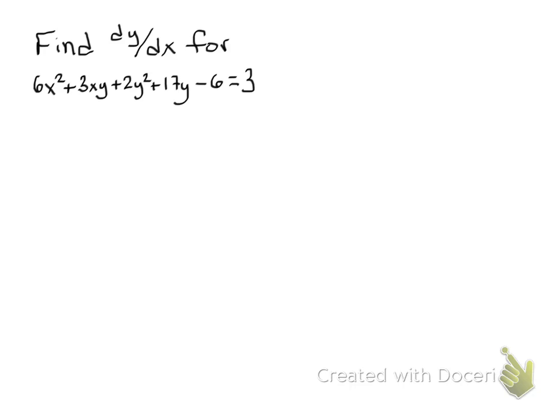So first, 6x squared, we're going to take that derivative. That's just power rule, constant multiple rule as well. The 6 stays there and multiplies the derivative of x squared, which is 2x, and 6 times 2 gives us 12x. That one's easy. And then we have 3xy. That's a product, 3 times x times y.